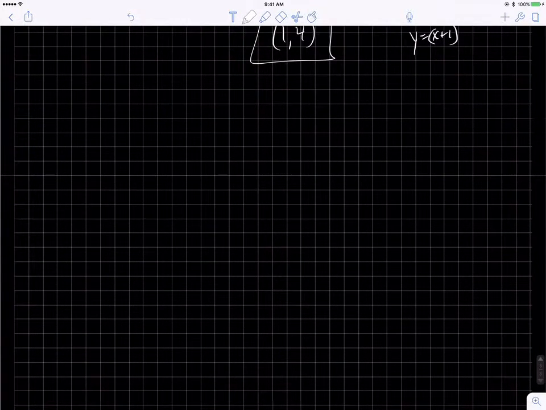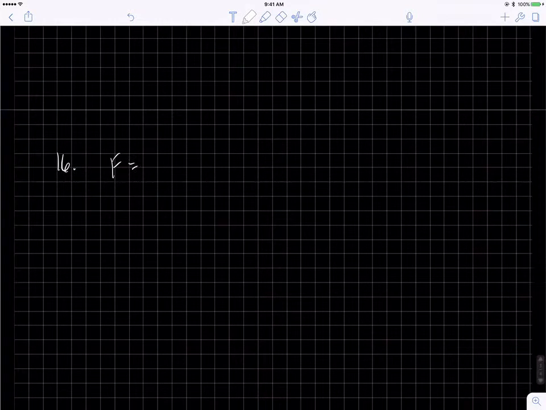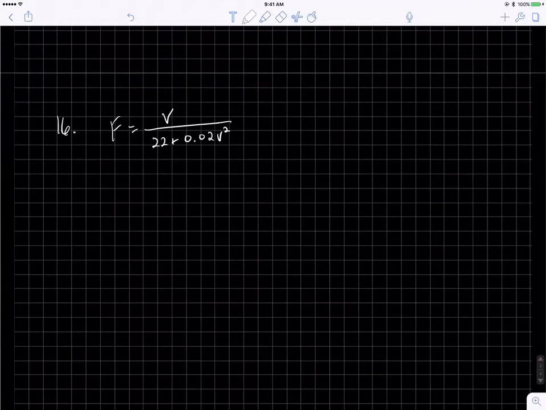Number 16. We're talking about the flow of traffic and the velocity of cars. The formula is given by this. I do not need a secondary equation because there's only the one variable of v. There's not much simplification to do here, so I just go for the derivative. It is going to be quotient rule.